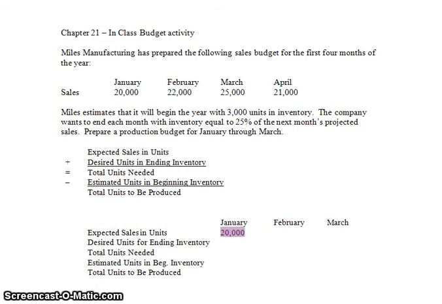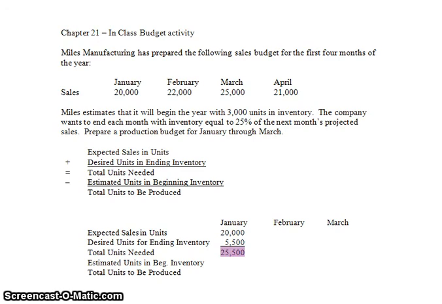So with that, like I said, I expect to sell 20,000 units in January. So that's my first number. Plus, what I want to have is 25% of February's number of 22,000. So 25% of 22,000 is 5,500. So how many units do I need to make? Well, how many units do I need overall? I need the 20,000 for January plus 5,500 so that I don't start off February with 0 units in my beginning inventory. I want to start off February with 5,500 units. So with that, I need 25,500 units. Okay, that's what I need to make in January.